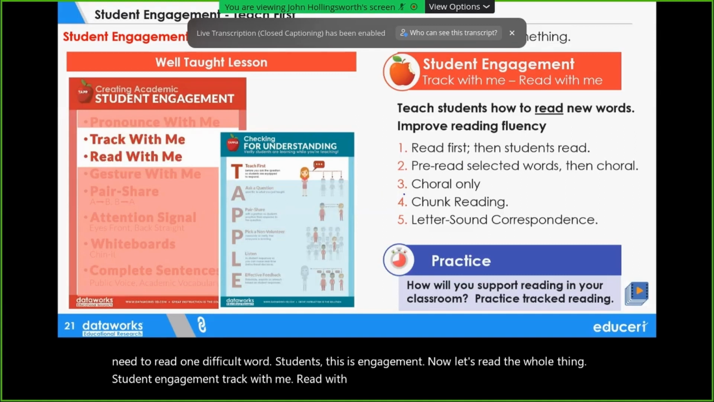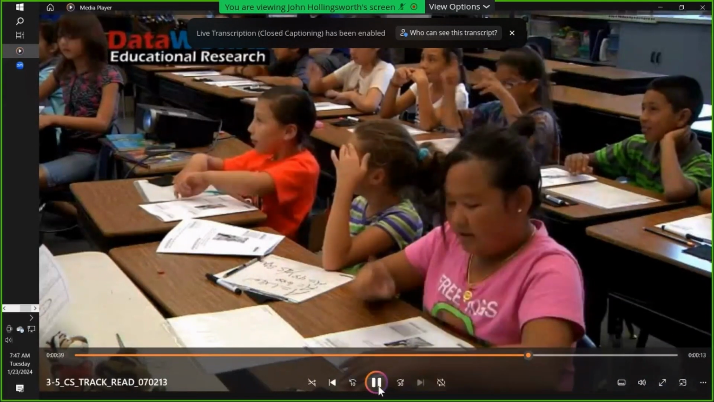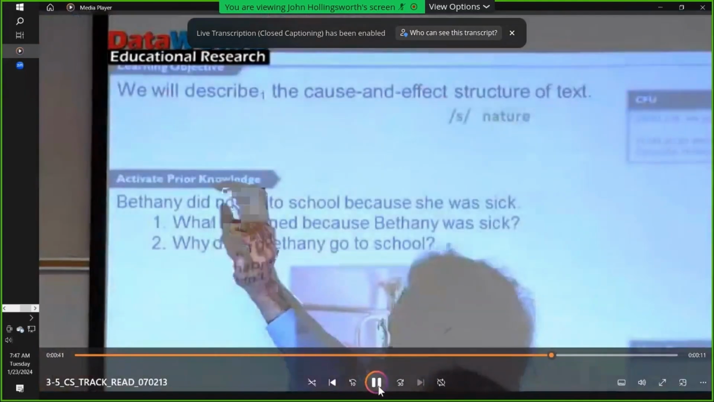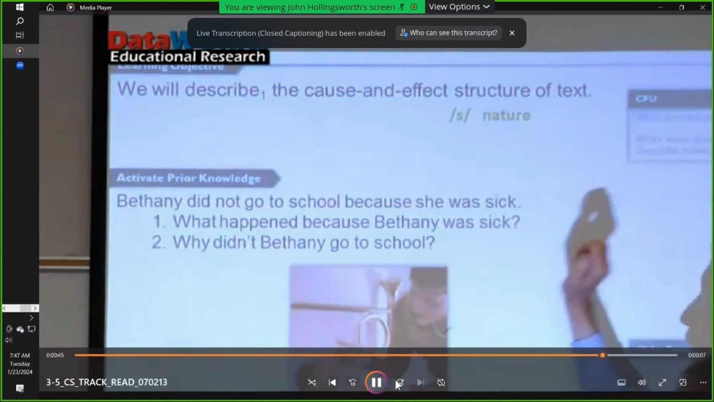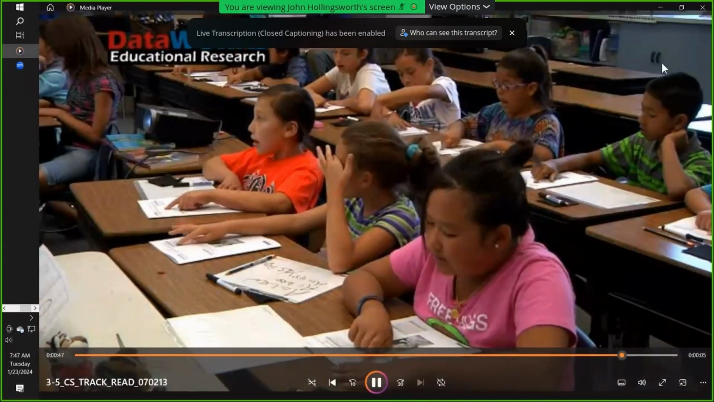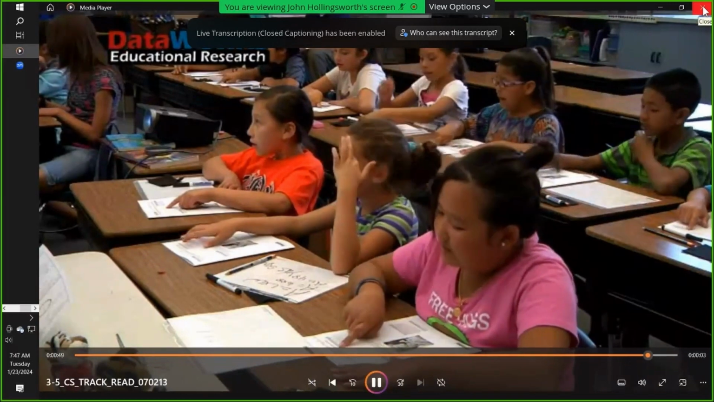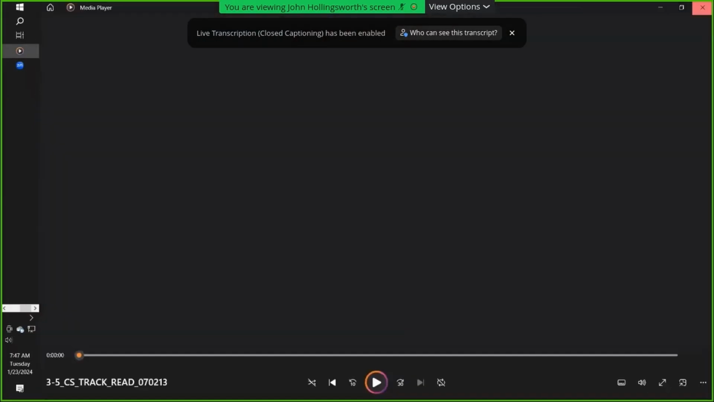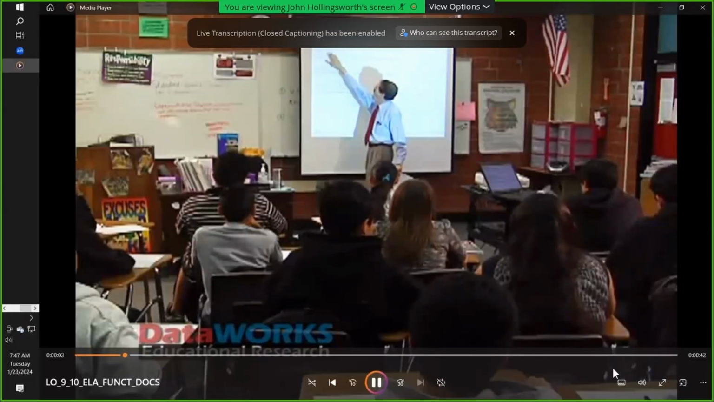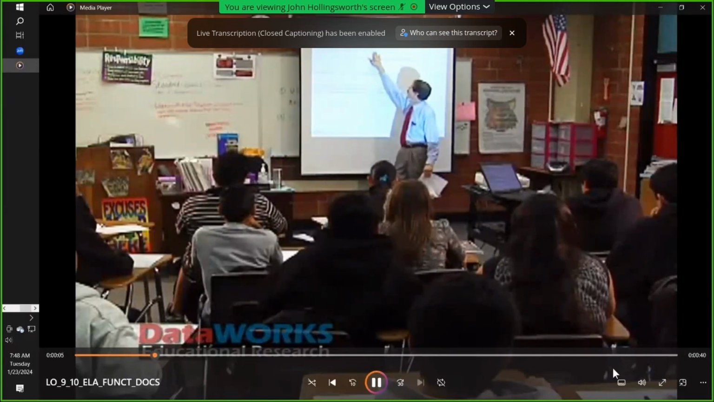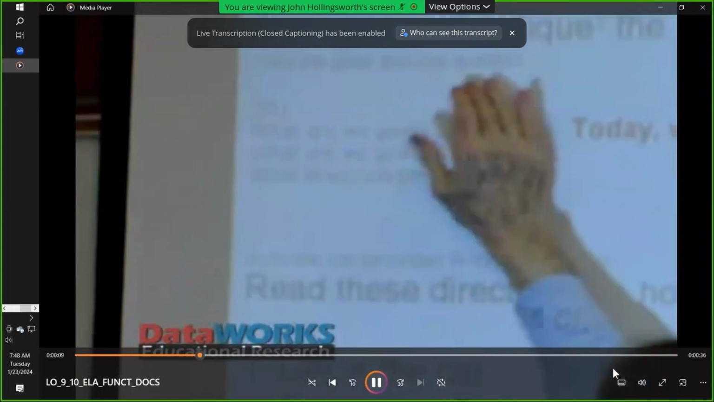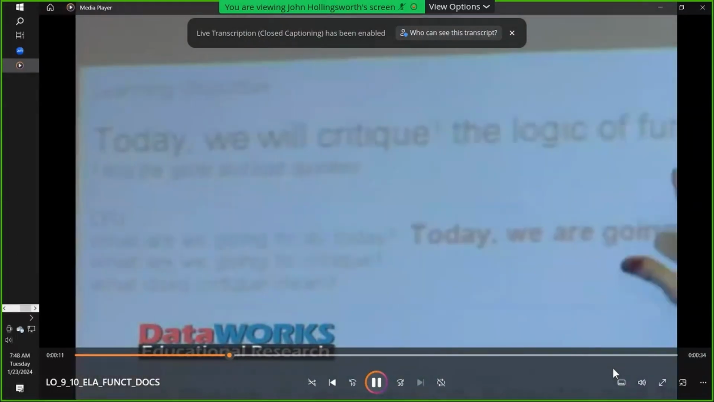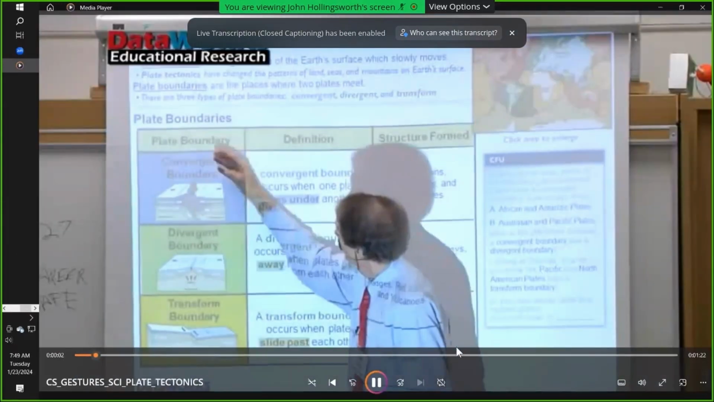Student engagement. Track with me, read with me. I'm going to read it first. Today, we will compute the difference of whole numbers. Let's read together. Track with me. 1, 2, 3, read. Today, we will compute the difference of whole numbers. We will describe the cause and effect structure of text. Let's read it. We will describe the cause and effect structure of text.